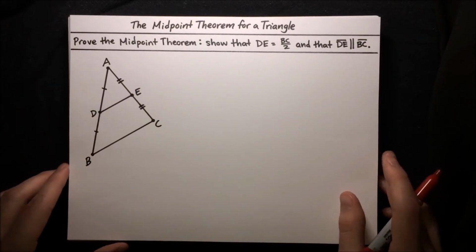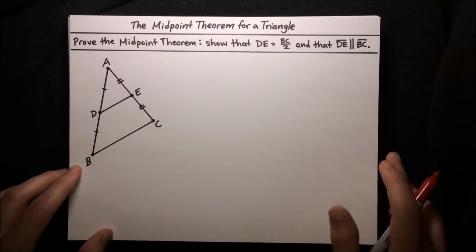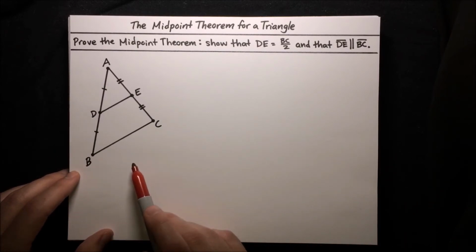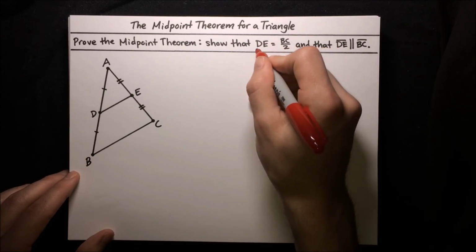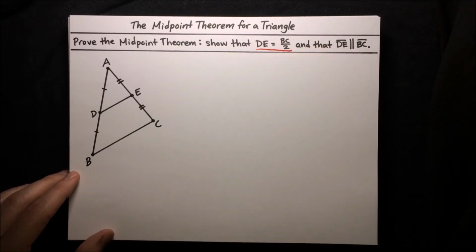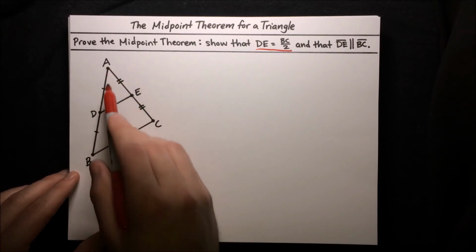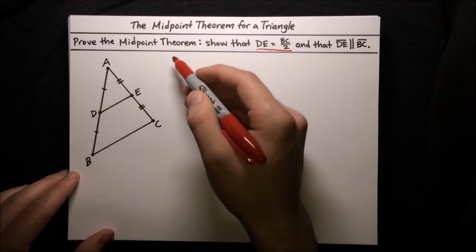Lastly, let's go ahead and prove the midpoint theorem, which is to say, for this triangle here, we want to show that the length DE is half the length of BC, and also that DE is parallel to BC. Alright, why don't we tackle this part first about DE being half the length of BC. This really just results from triangle similarity. So first we'll prove that this small triangle here and this large triangle here are similar.